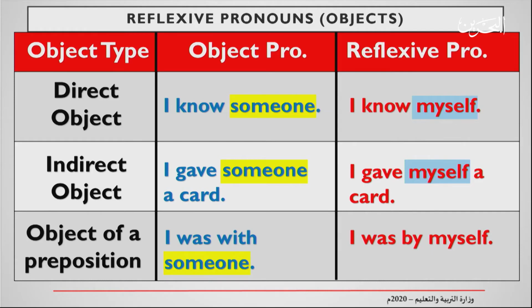I was by myself. So let me ask you a question again. Why do we call reflexive pronouns as reflexive? Because, as you see, I and myself are the same. He and himself are the same. You and yourself are the same. So the subject and object are the same.